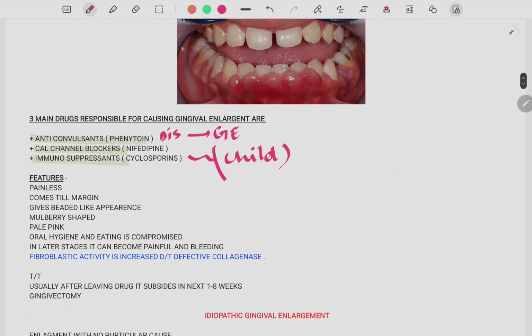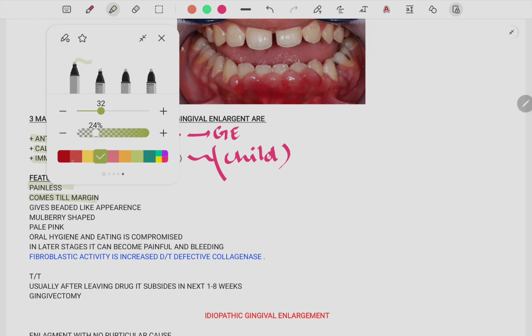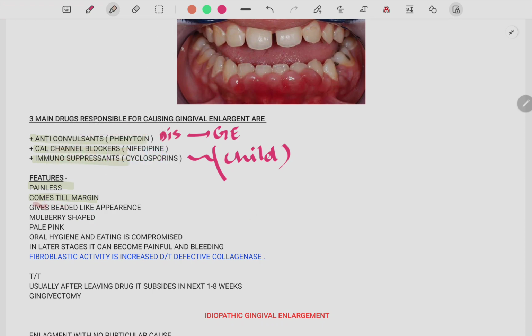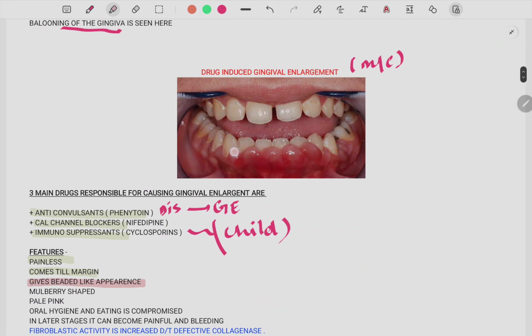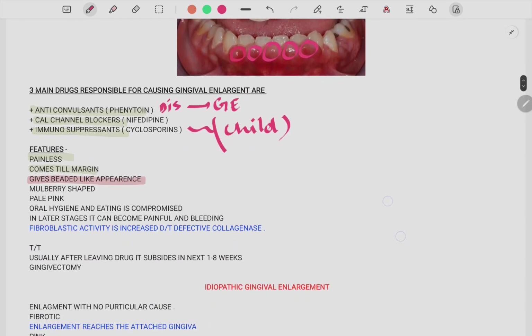Now if you see the features here, initially it is going to be a painless swelling. It comes till the margin, but a very important point is that it will have a beaded appearance. So if you see the gingiva, it will give you a bead-like appearance. This is the characteristic point of drug-induced gingival enlargement. It can be seen as mulberry shaped if compared. This is a pale pink color.